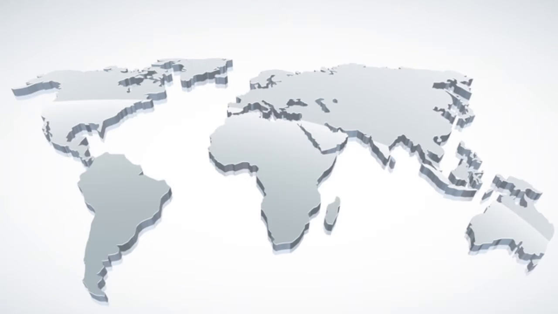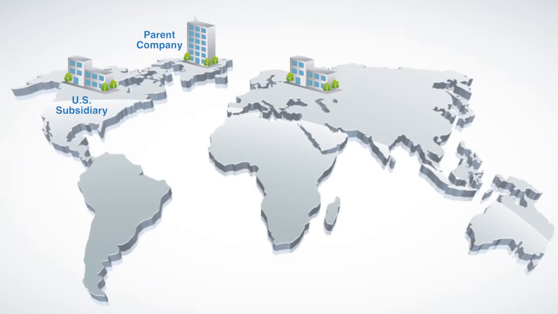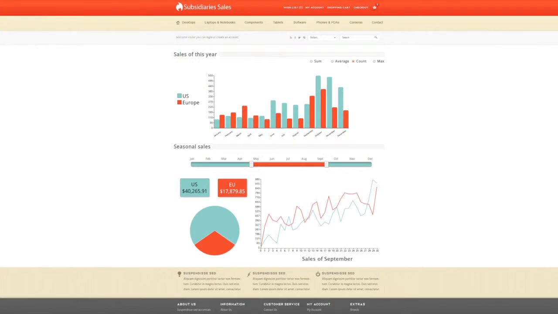Here is the use case. A company that has a parent company in Canada and 2 subsidiaries, one in the US and one in Europe. Each subsidiary has its own sales application, and you want to consolidate their sales in the parent company application to be able to report to the executive team.